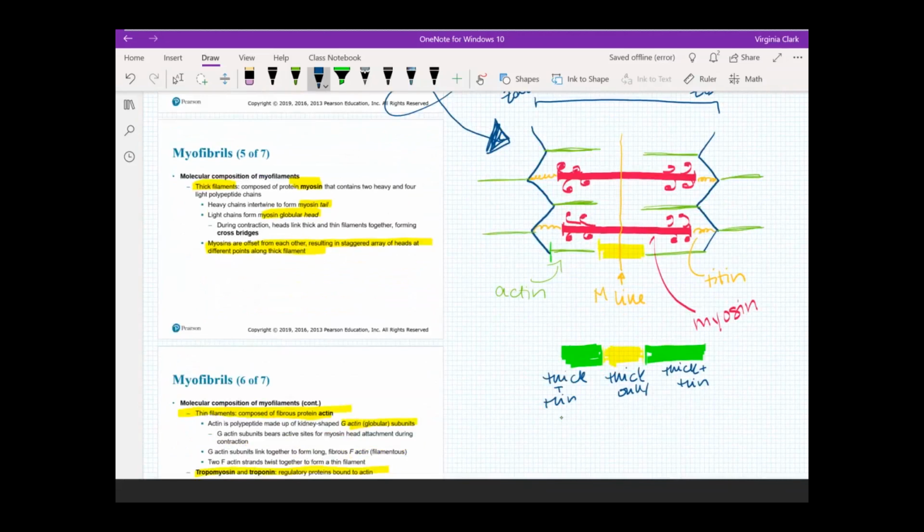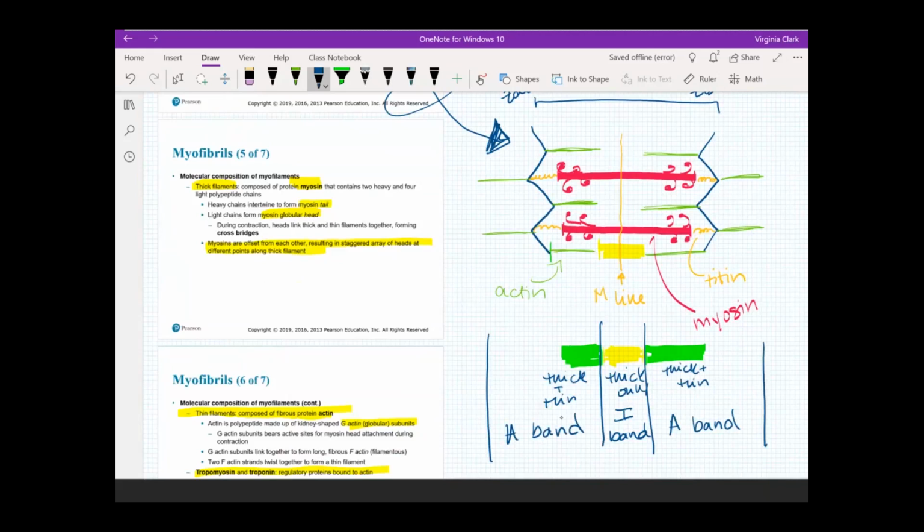This right here will be your I band. This will be the light band. It is going to be made up of your thin filament only. Whereas next to it, you will have your A band, which will be your dark band. And that is made up of both your thick filament and your thin filament. So you'll have that on both sides where you will have your A band.